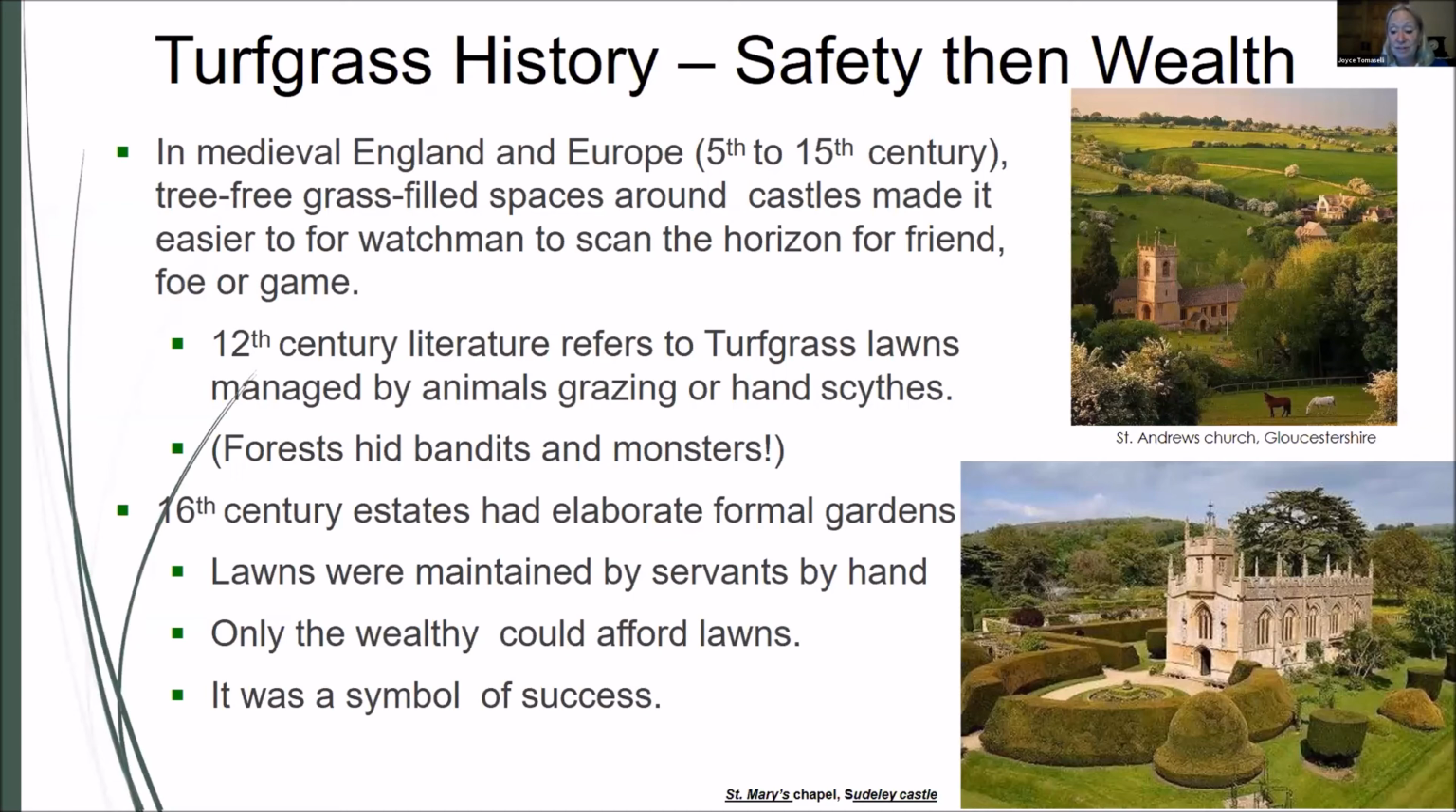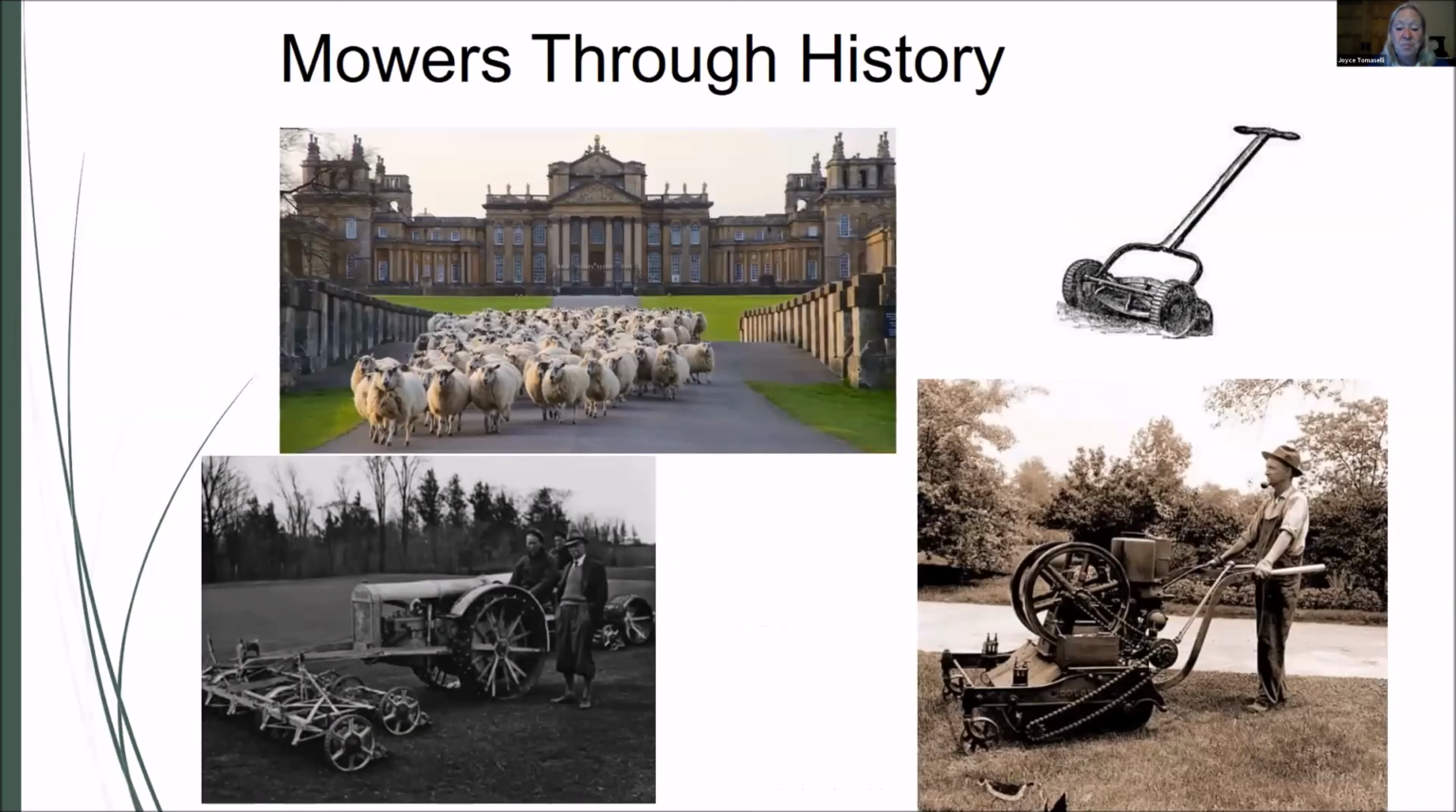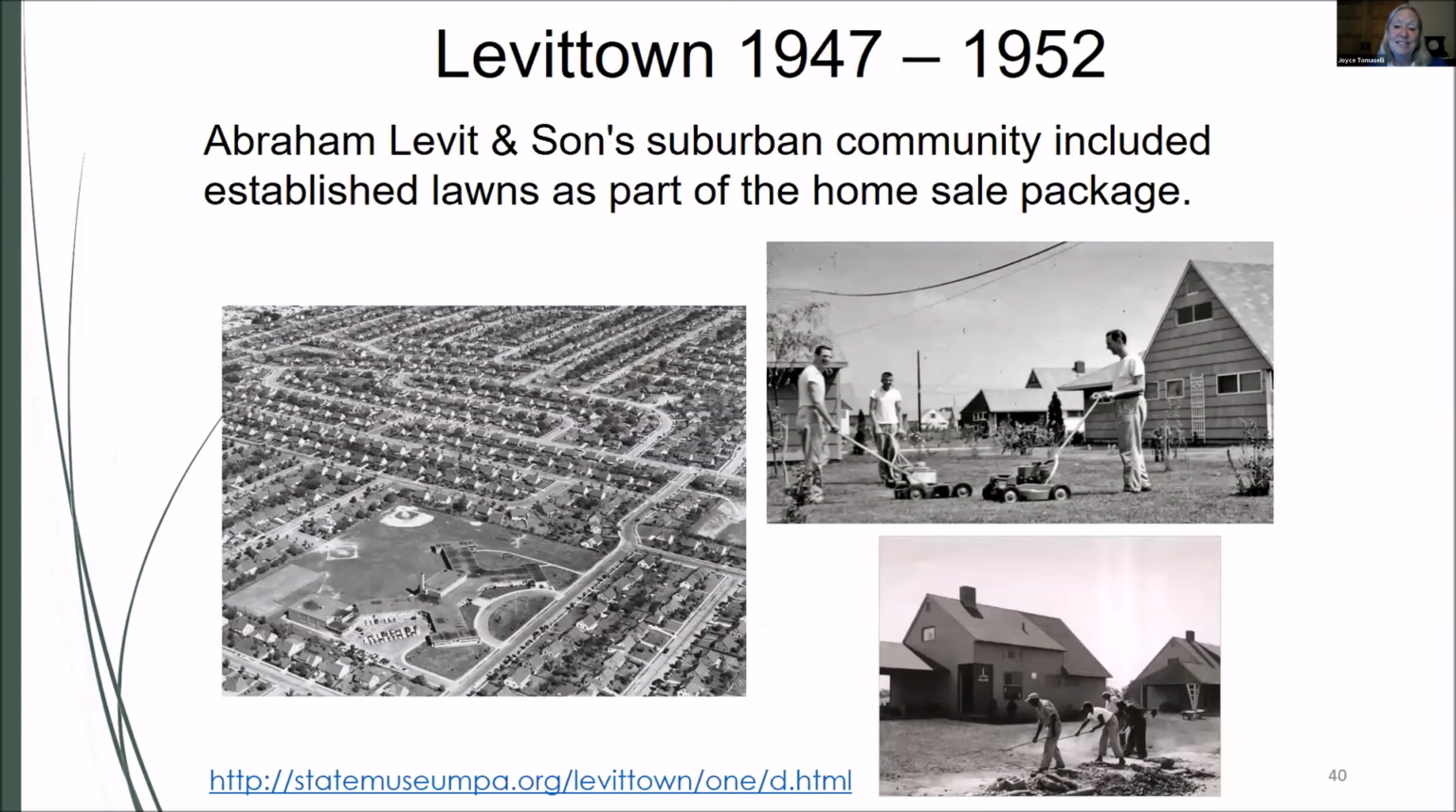hand by servants. Mowers throughout history could be sheep. They could be horse-drawn, they could be motorized, they could be pushed by a 12-year-old. But one of the big differences in the United States was after World War II, when more people were able to afford new houses, they were coming back from the war, there was the baby boom.